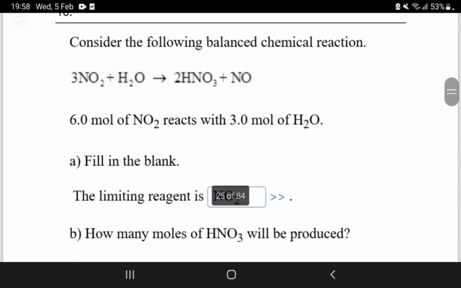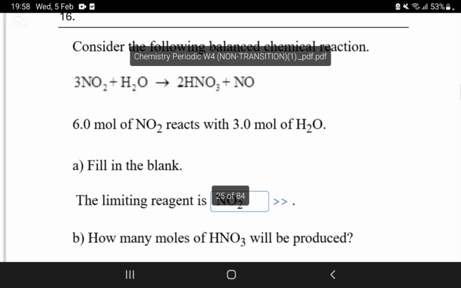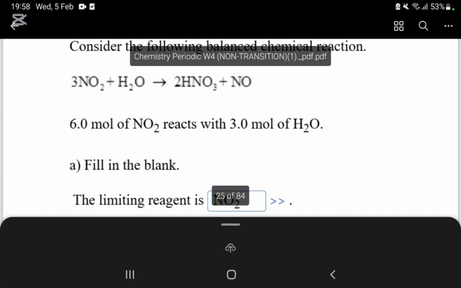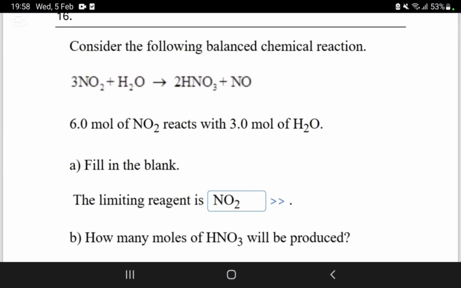Number 16. 6 moles of NO2 react with 3 moles of H2O. Okay, so this question is a simpler version of.